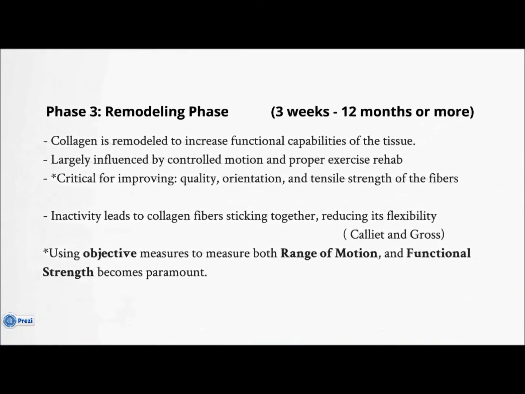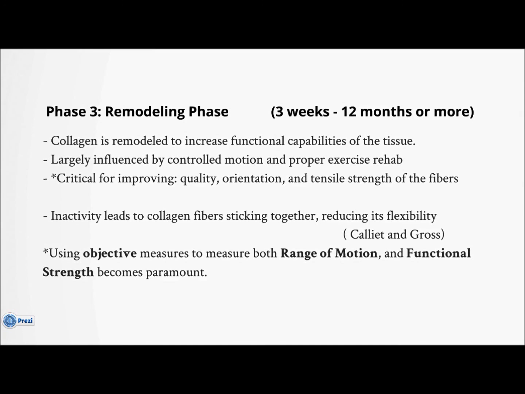Phase 3 is known as the remodeling phase. This can last anywhere from 3 weeks to 12 months or more. And this is a very key pivotal phase where we want to improve the flexibility and function of that scar tissue. The collagen wants to be remodeled and is largely influenced by controlled motion and proper exercise. This is important because exercise therapy, chiropractic and physical therapy, which we provide in the office, helps improve the quality and orientation pattern of those individual fibers that have been laid down in the sprain strain cases and injury cases. And this increases the tensile strength of those fibers.